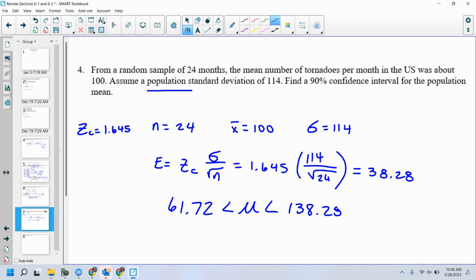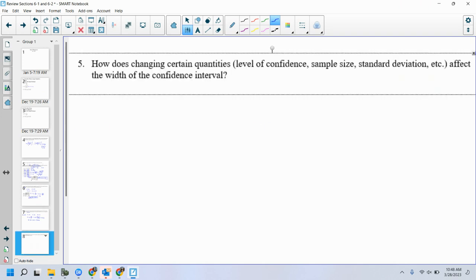Questions about that? Okay. Last one. How does changing the certain quantities, level of confidence, sample size, standard deviation, affect the width of the confidence interval? So this is one that I can really write, there's a formula. How does changing the level of confidence affect the confidence interval? If I increase the level of confidence, it expands it, right? Makes it bigger. If I go from 90% confident to 95% confident, increasing the level of confidence expands the confidence interval. Decreasing the level of confidence closes in the confidence interval.